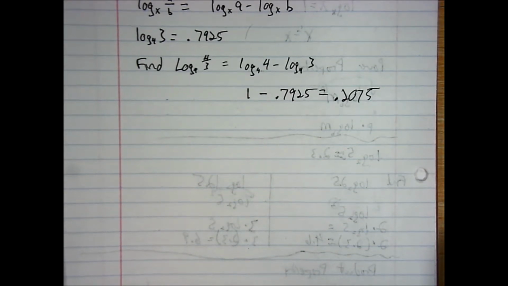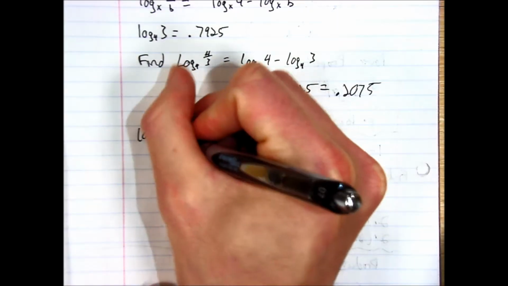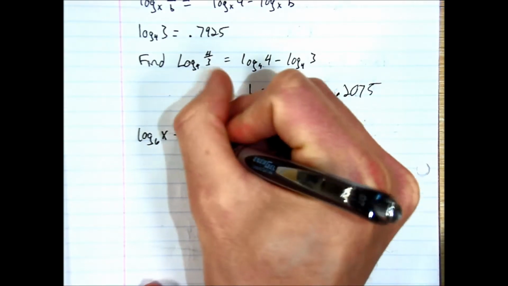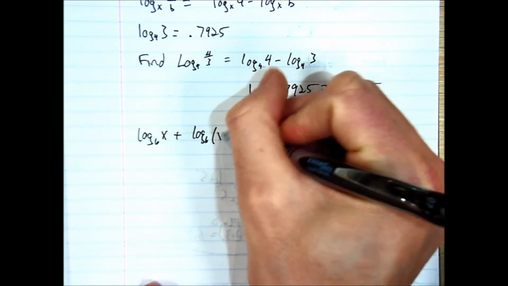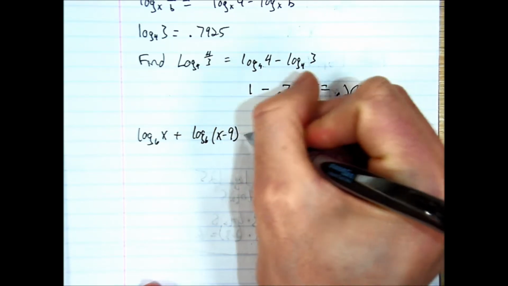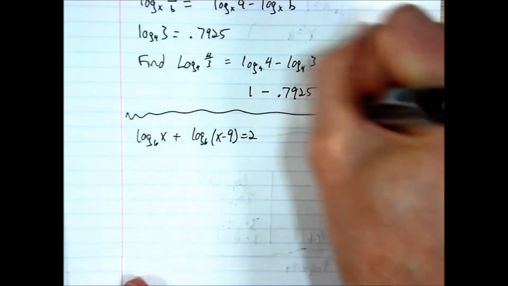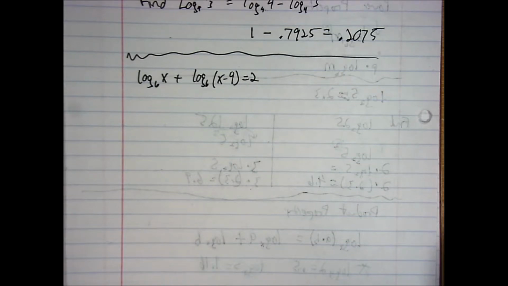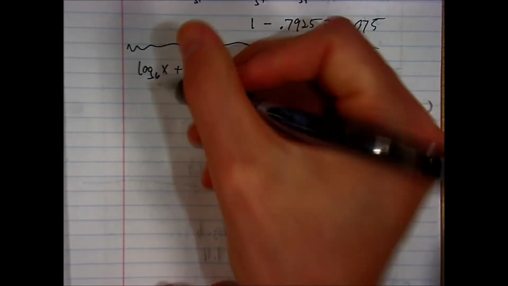Okay, last type here, solving. Okay, let's go with log base 6 of x plus log base 6 of x minus 9 equals 2. So this time we're going to go in reverse order. So far we've been pulling things apart in order to simplify. Now we're going to put them back together. So here we have addition. So to put them back together, we're going to multiply.